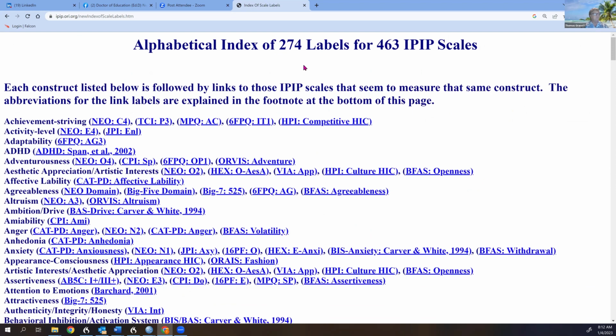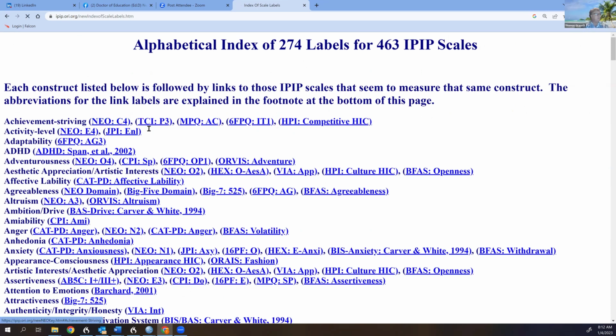So they have 274 different labels, and there are 463 scales. So if you're doing some sort of a leadership study and you're looking for achievement striving, there are 1, 2, 3, 4, 5 different scales that measure achievement striving.